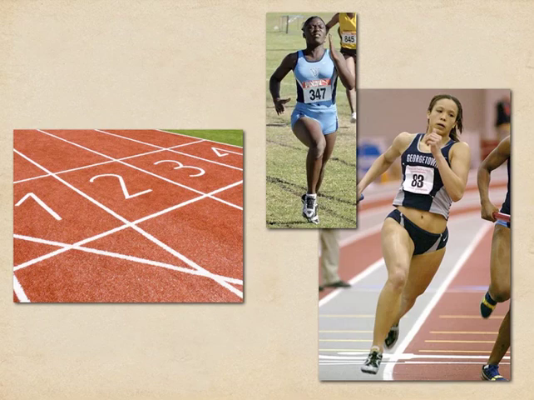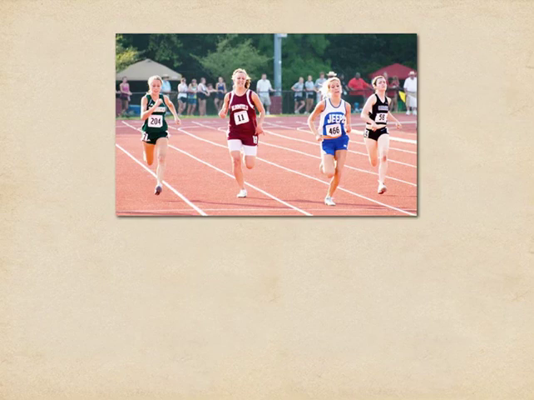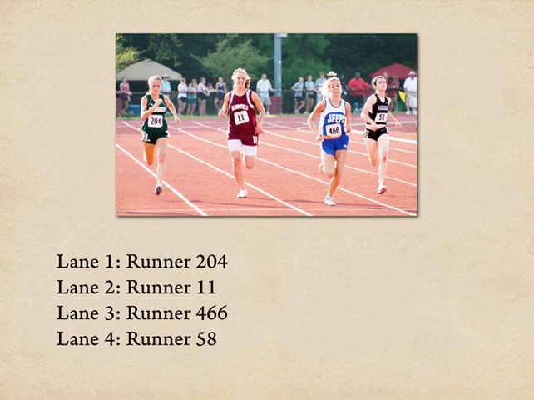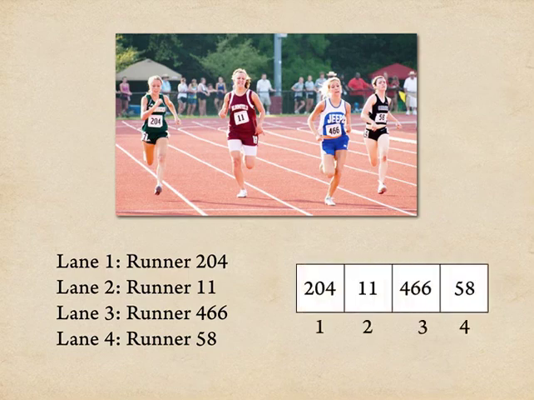So we can look at any given track meet and say, oh, runner number 204 is in lane 1. Or we can ask, who's in lane 3? And the answer is number 466. So we can write this down in a little table like this that tells us which runner is in which lane, or we can represent it graphically with a little drawing. And so here I have 4 boxes, one for each lane. The boxes are numbered 1, 2, 3, and 4. And in each box, we have the number of the runner in that lane. This little picture in the bottom right really captures the idea of an array.